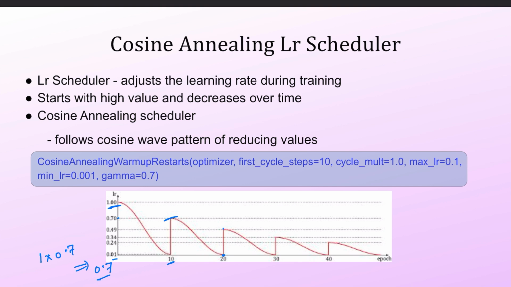Now at 20, I need to reset again. So what should be the new value now? It should be 0.7, whatever the older value, into this gamma, which is 0.7. So this is equal to 0.49. So that's why this new value will be 0.49. After another 30, it will reset to 0.34 like this. So it always multiplies the old learning rate with gamma and then it gets the new set value. So it continues like this. This is the learning rate scheduler used in YOLO-V4 training.